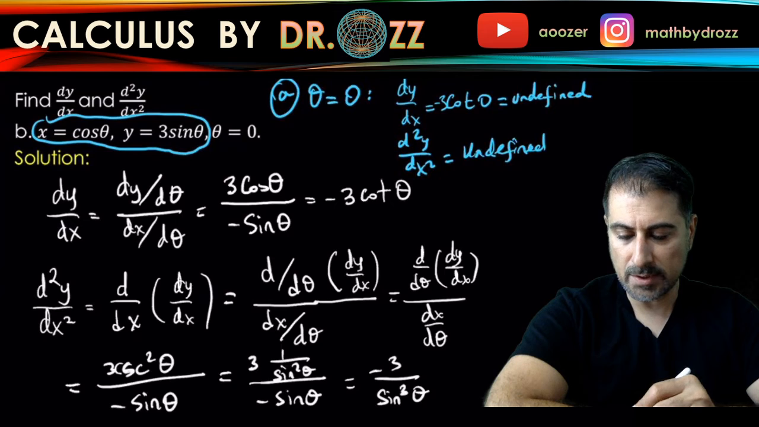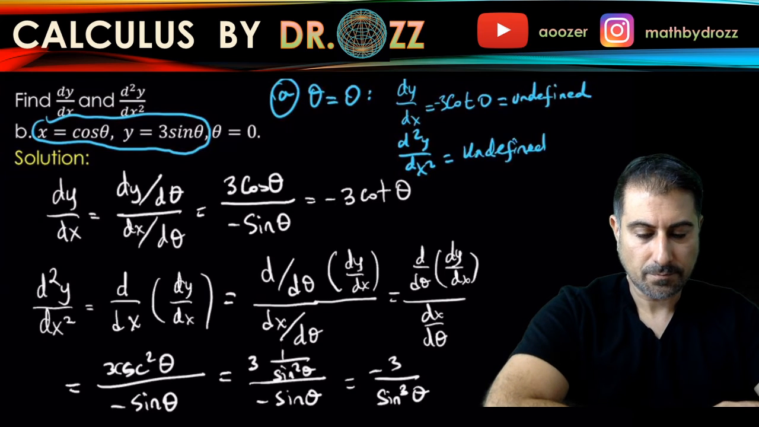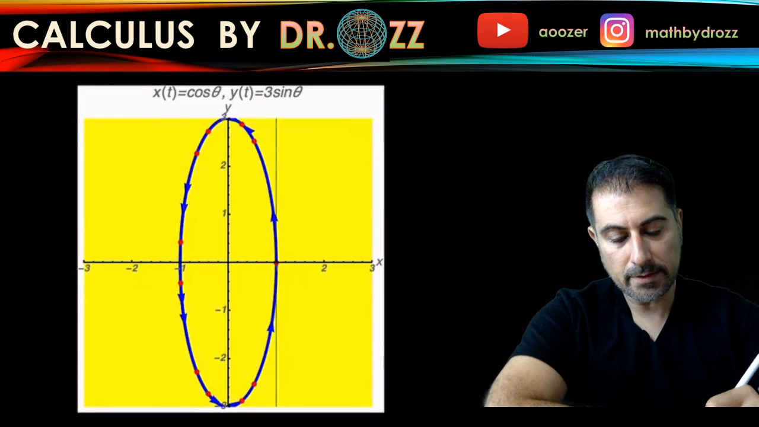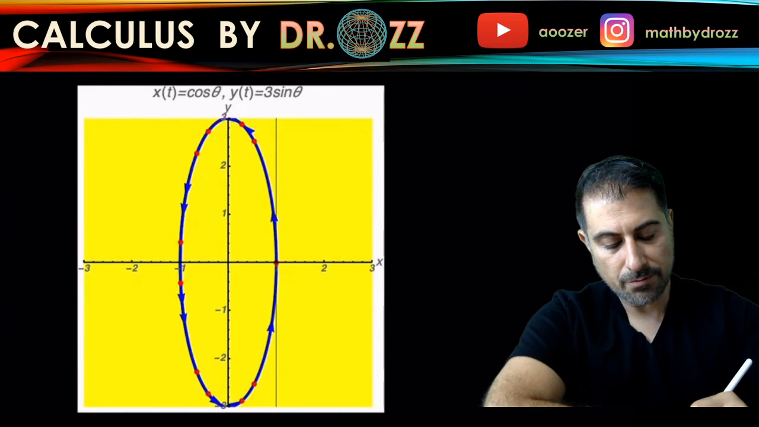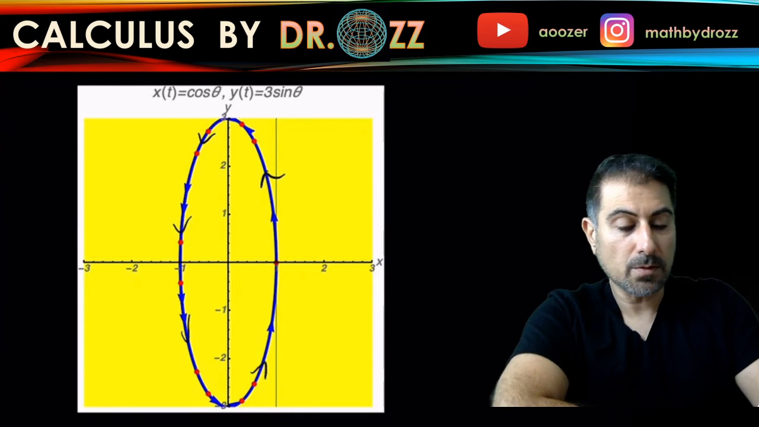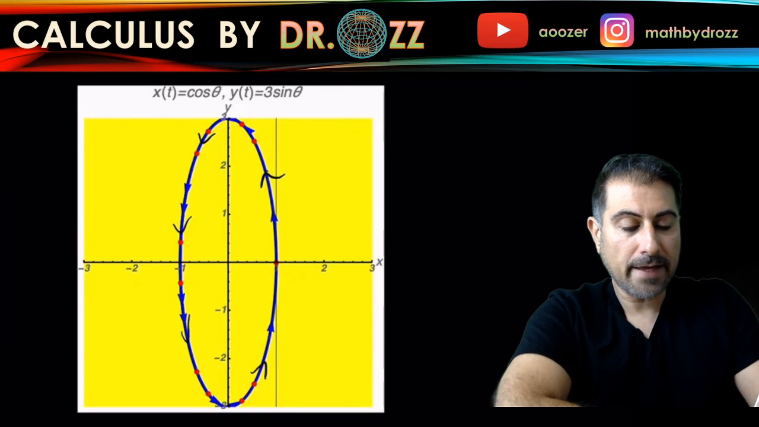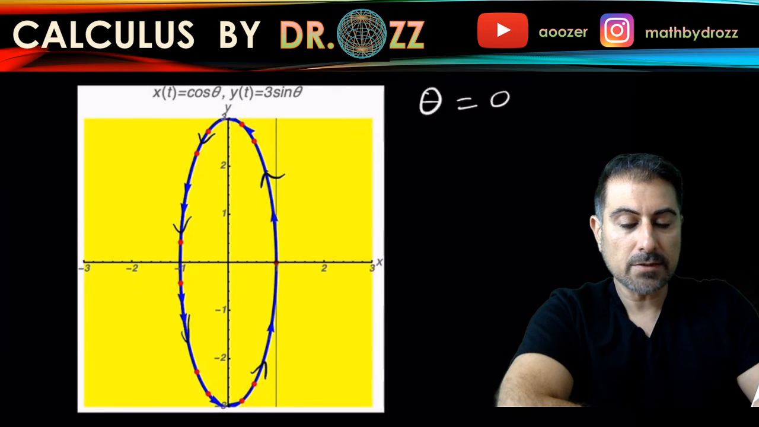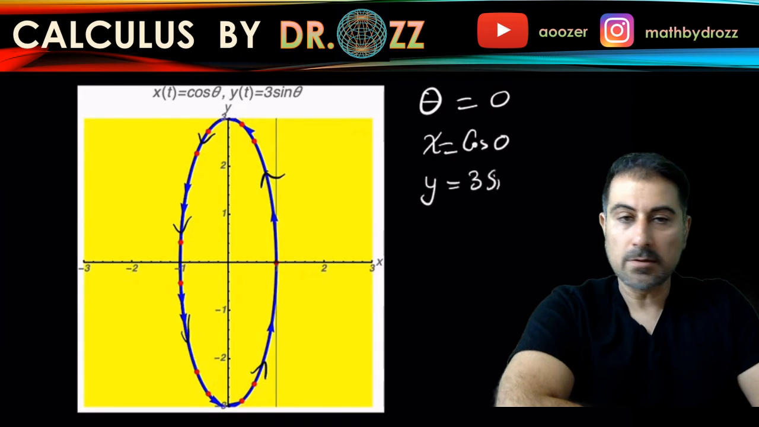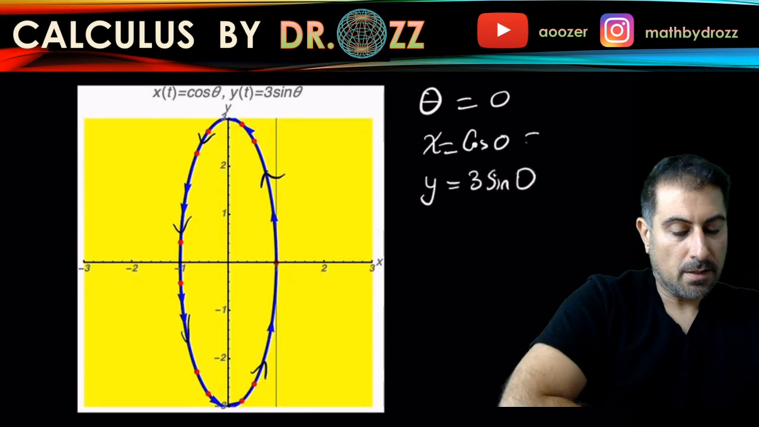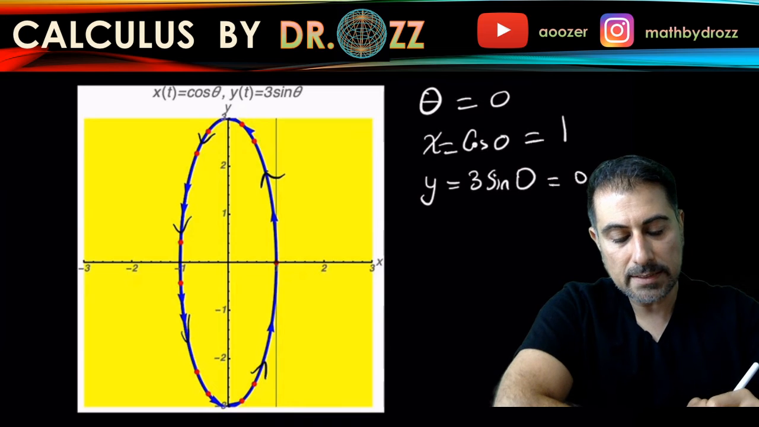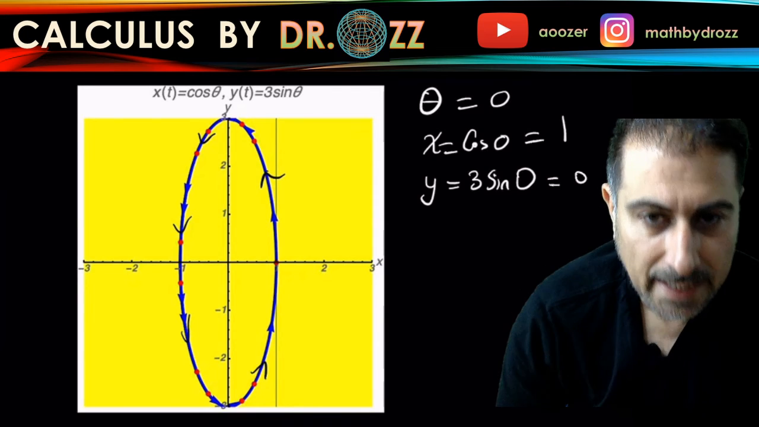And it should be an ellipse. Okay, so let's see what it looks like. All right, this is an ellipse going with this orientation, right? We have to keep the orientation, and at theta equals 0, I have x equals cosine 0, y equals 3 sine 0. And use your calculator and verify that x equals 1 and y equals 0. And we are right at this point on the x-axis.